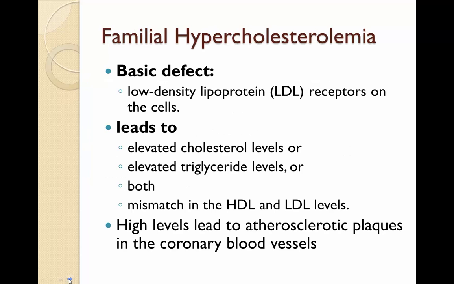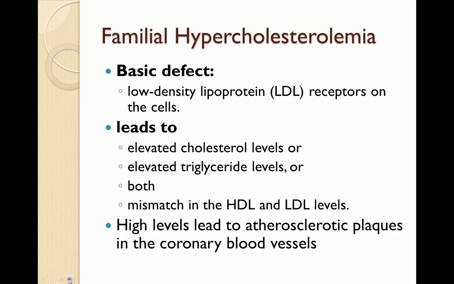So the first one we're going to talk about is familial hypercholesterolemia. The basic defect with this disease is that it is related to the low density lipoprotein receptors on our cells. So there's a defect in the LDL. And what happens then is we can have an elevated cholesterol level, we can have elevated triglycerides, or we could have both elevated cholesterol and triglycerides. You'll also see a mismatch in your LDL to HDL ratio or counts.